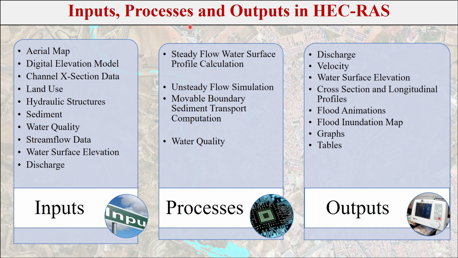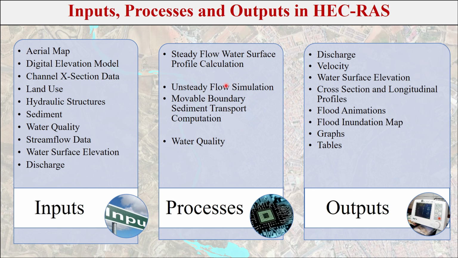Now input, process and outputs in HEC-RAS. Any project or any software solves the problem through input, then process, and finally it gives the output. In inputs, we have aerial maps, digital elevation model, channel cross-section data, land use, hydraulic structure, sediments, water quality, stream flow data, water surface elevation, and discharge. These are the input parameters which we have to give into the software.